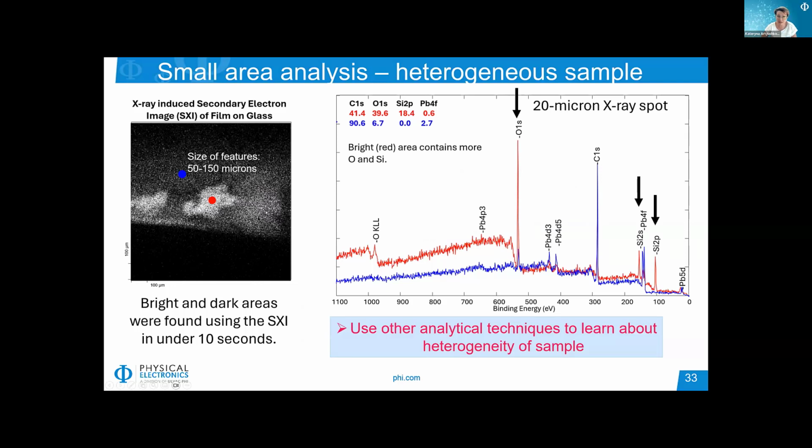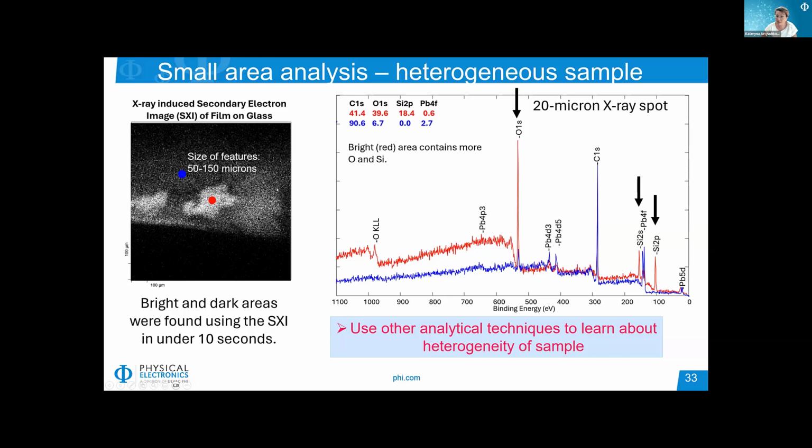So here's an example of looking at that film using our secondary electron image that is induced by the X-ray microprobe. We can see immediately that we have bright areas and we have darker areas. And then we can select an appropriate size for the small area analysis, which is usually, we assume, 3 times smaller than the feature that we are interested in. And we can see that indeed, there is no expected silicon and lead in the darker areas. So without that information, we would probably derive different conclusions.